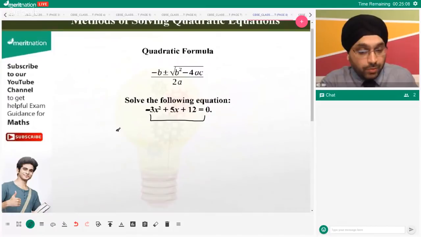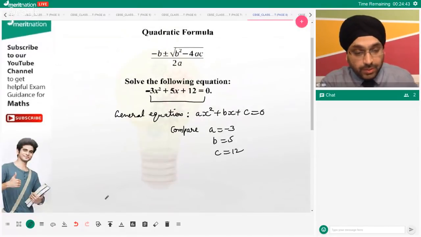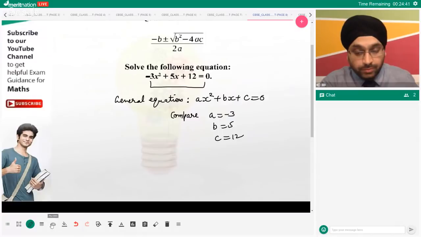Now, guys, again, if you write the general equation, we can say ax² + bx + c = 0. That's your general equation, right? So if you compare it further, a will be −3, b will be 5, and c will be 12. Then, guys, we just need to plug in the values directly in the formula.